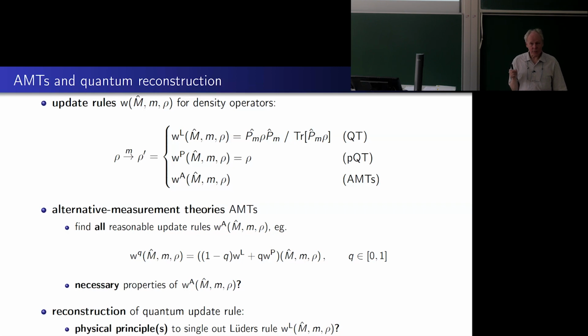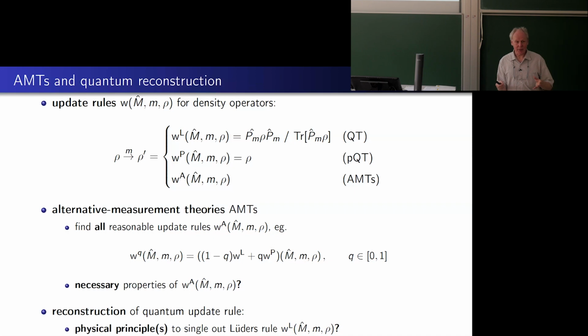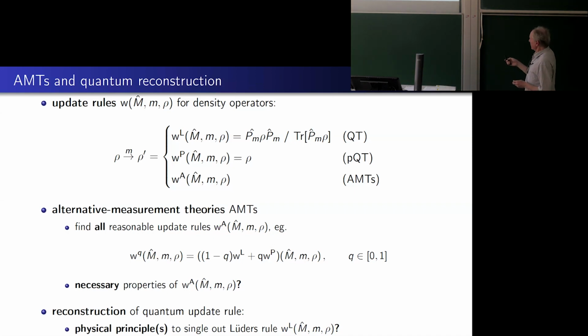Are there any physical principles? Can I single out physical principles which would tell me that the Lüders update rule is a good one, which I should use, and which excludes all the others? I want a physical principle, or more than one, which tell me on intuitive grounds why the Lüders update is actually the one which nature has chosen. I can't give you an answer to that, unfortunately.